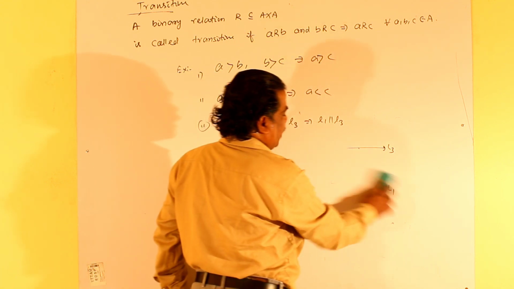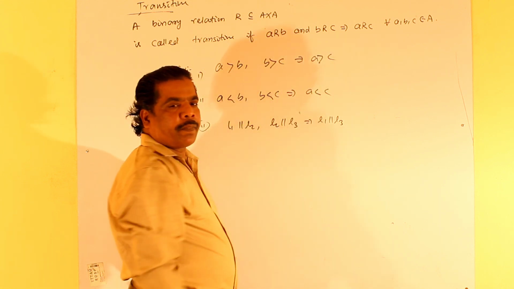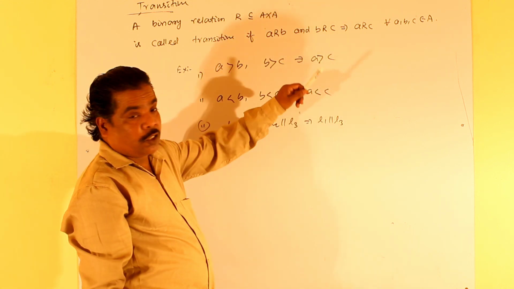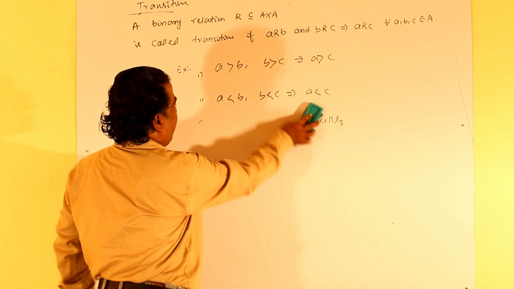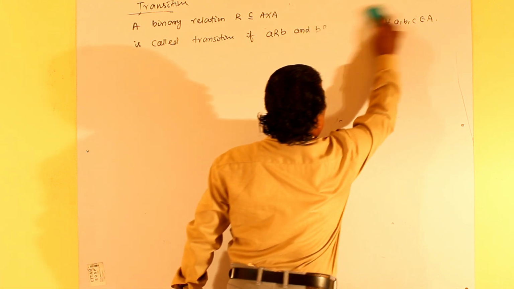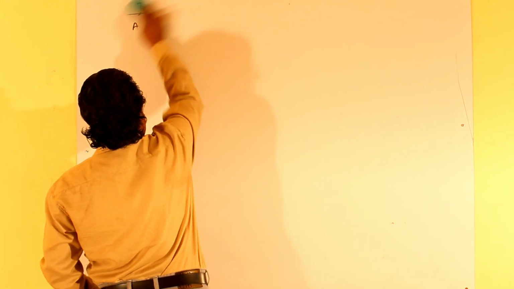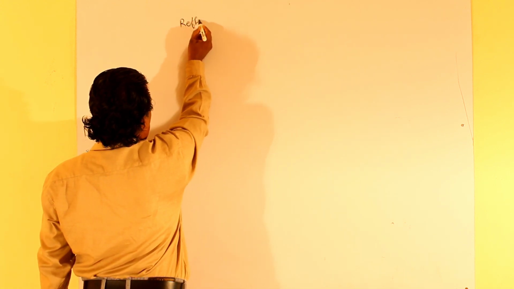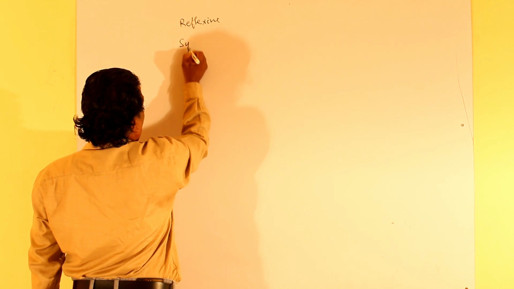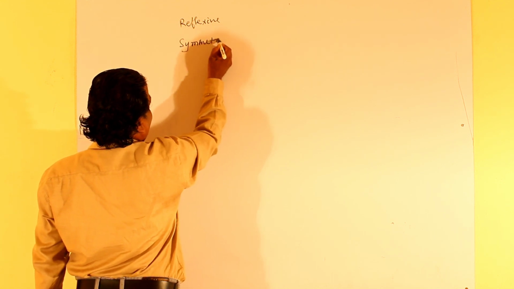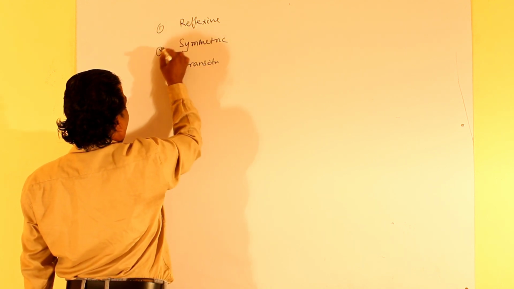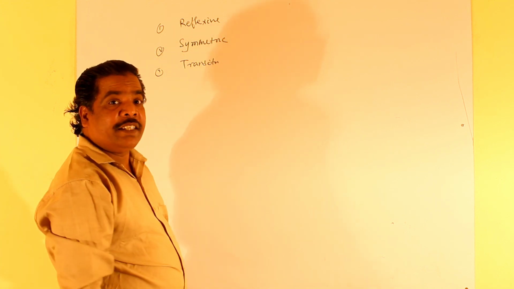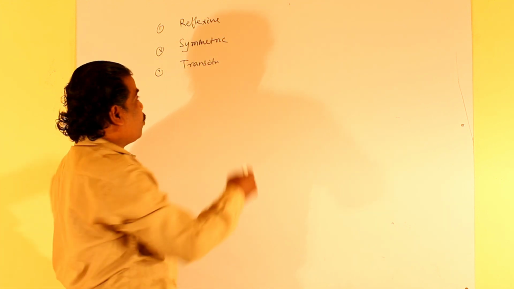So if the condition is satisfied that A relation to B, B relation to C implies A relation to C, the relation is transitive. And the relation which satisfies all three properties, that is reflexive, symmetric and transitive, is called an equivalence relation.